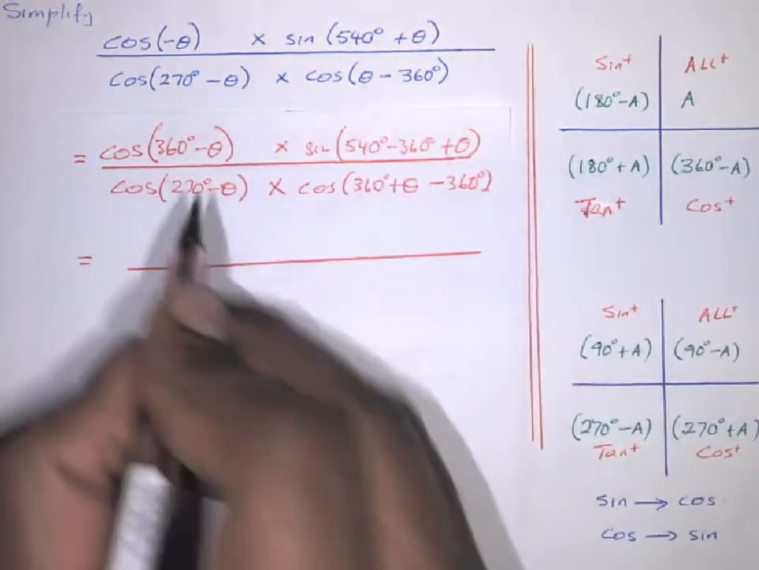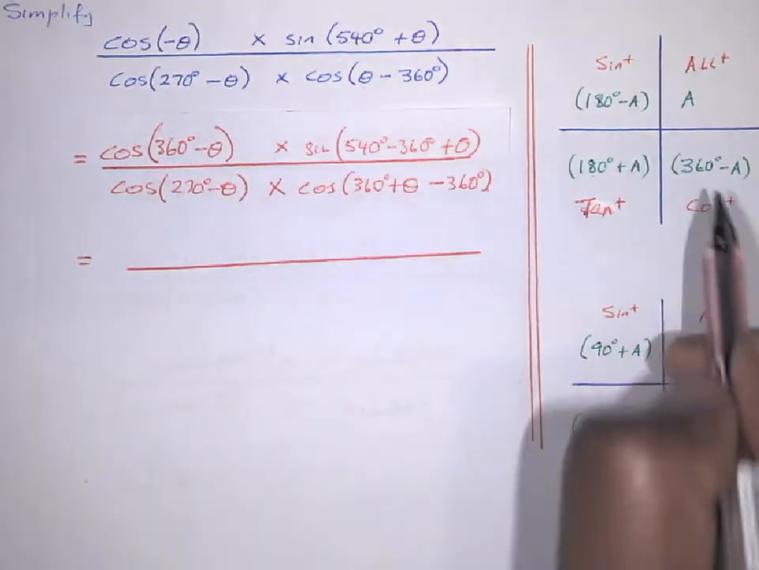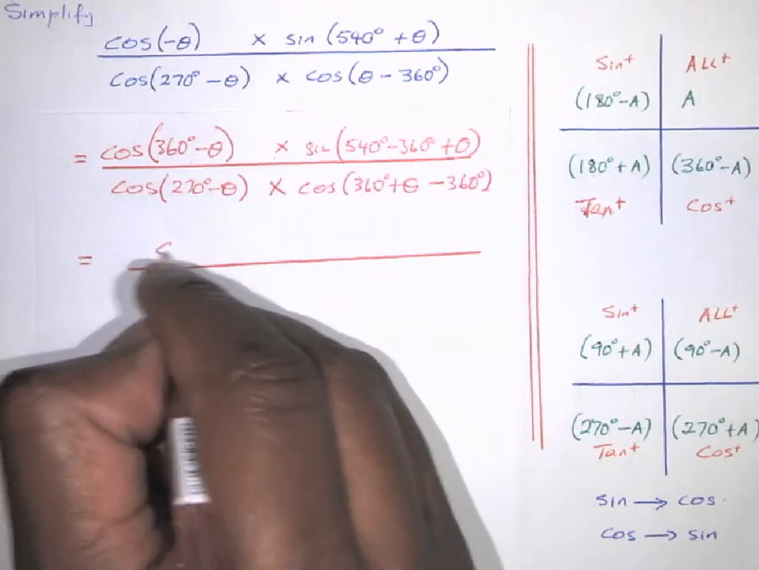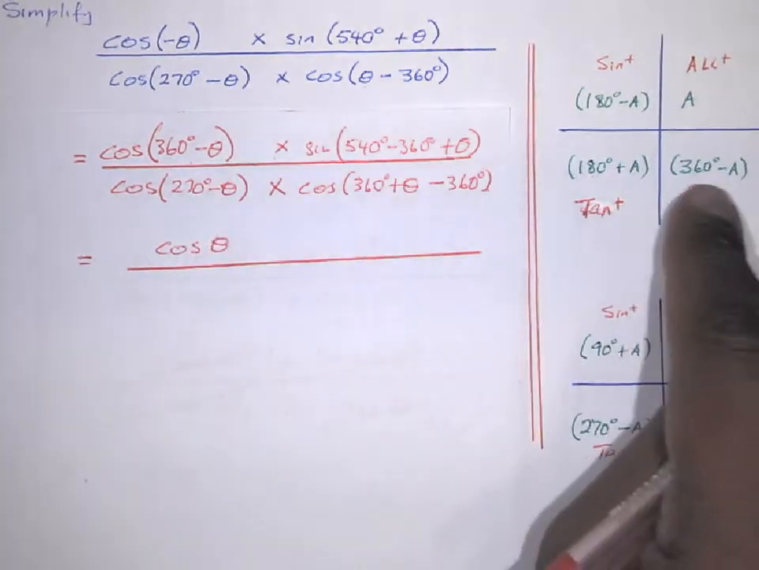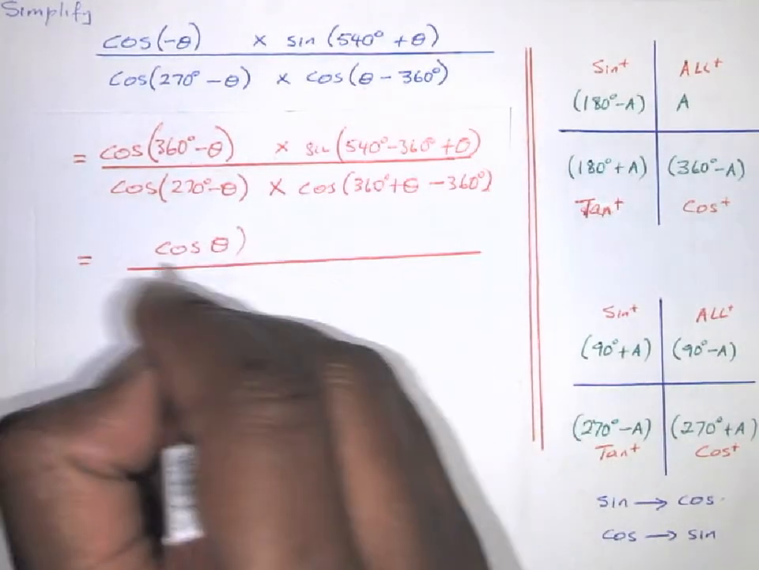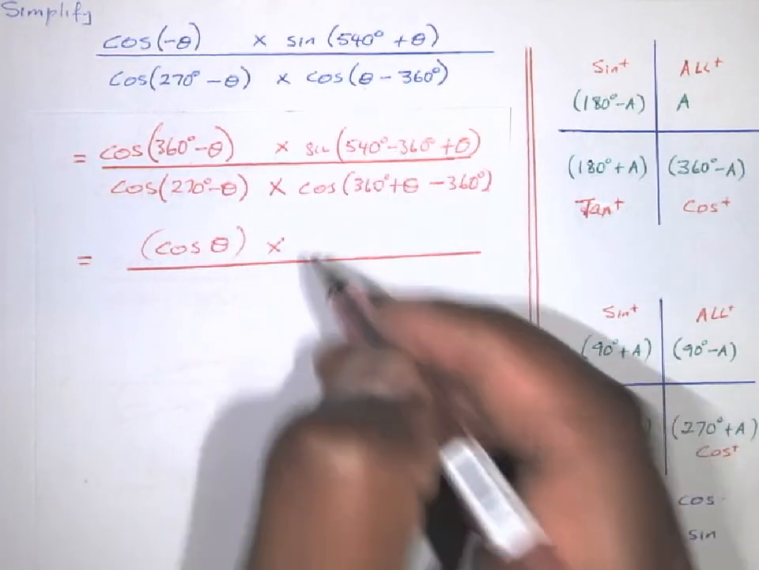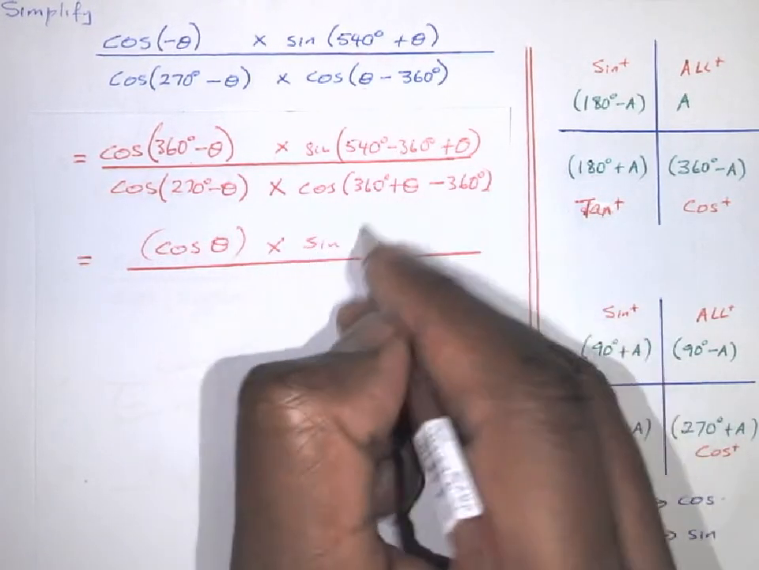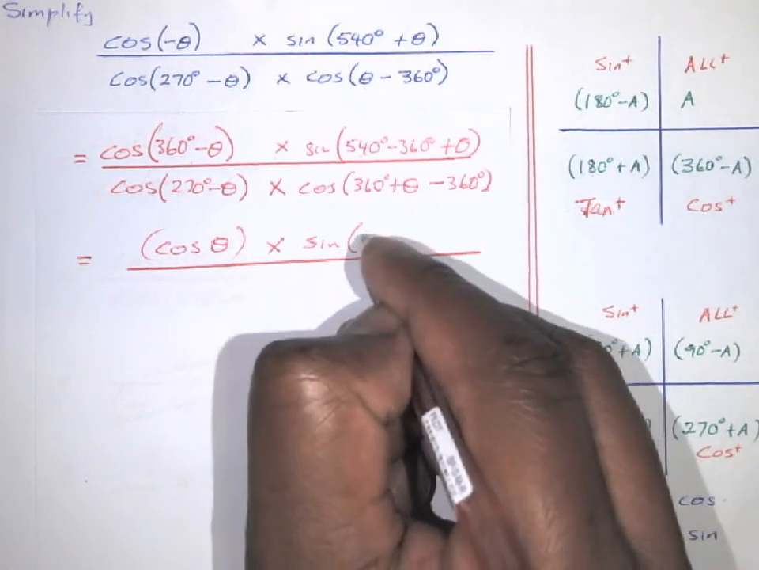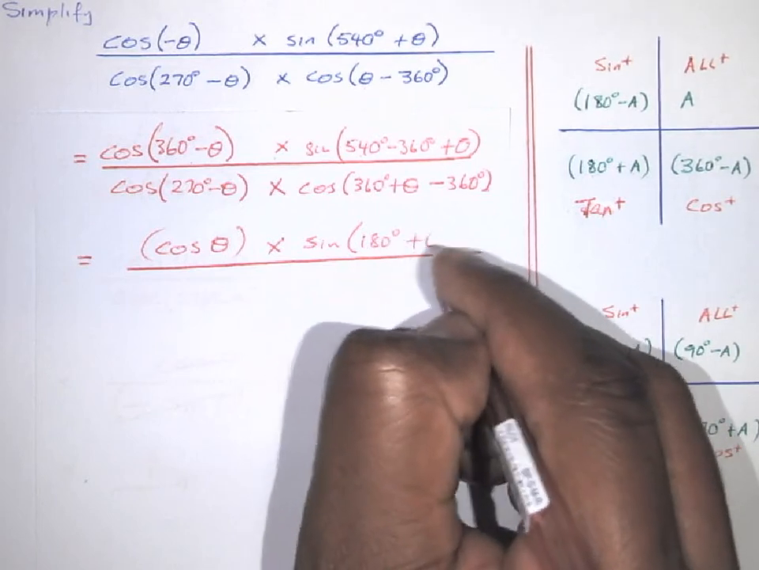So what do you get? This quadrant, which quadrant is this? It is this one. How is cos there? It is positive, so my answer is positive, a cos of theta. Remember, don't use cofunctions in this, only this one cofunction. So this is multiplying by, so I've got to simplify this. This is sine of, what is 540 minus 360? That is 180, so I've got 180 degrees, then plus theta.